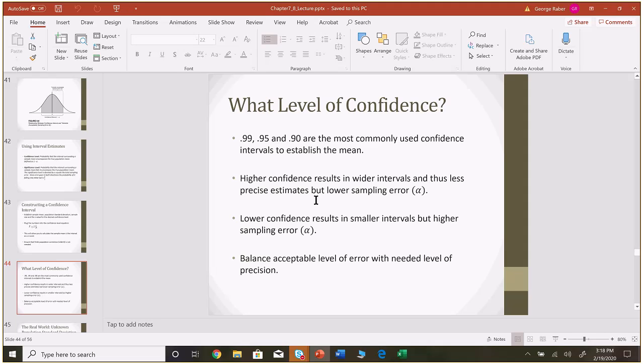In statistics, we often use 0.99, 0.95, and 0.90. Those are the most commonly used confidence intervals. Higher confidence intervals result in wider intervals. So there's less precision, but there's a lower amount of error. In other words, you're not making a mistake as often. So, the secret is, for any project, you need to decide what the level of error is and balance the level of error, and then determine how many samples you need, or so on.